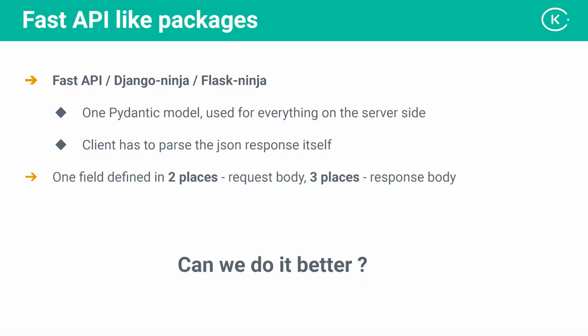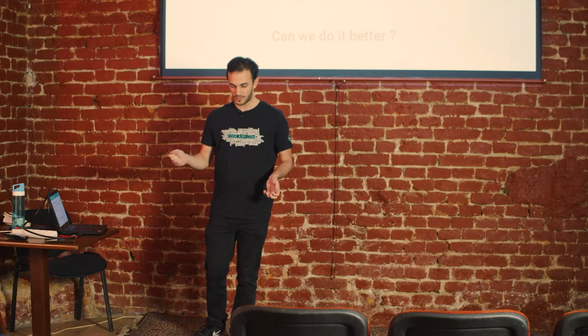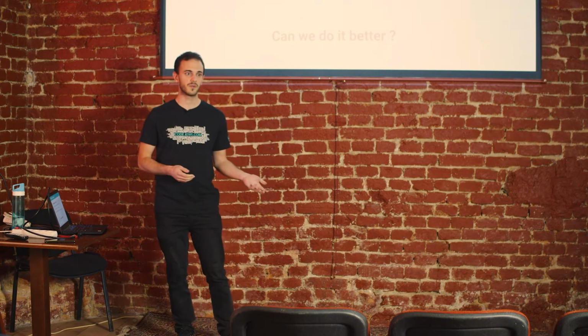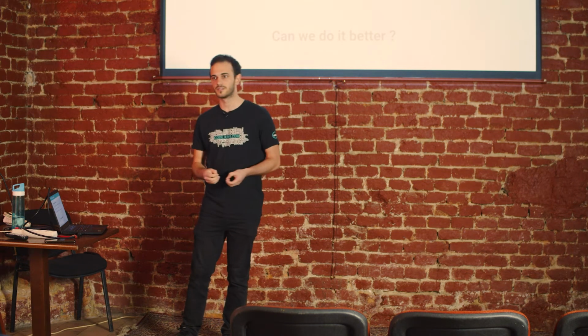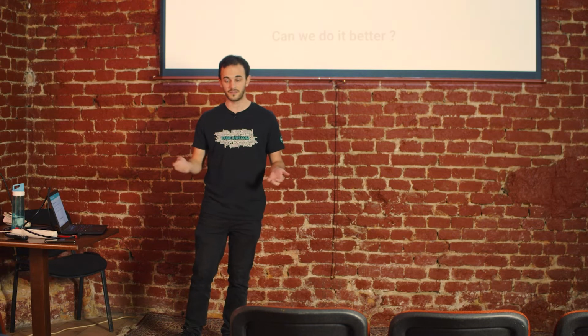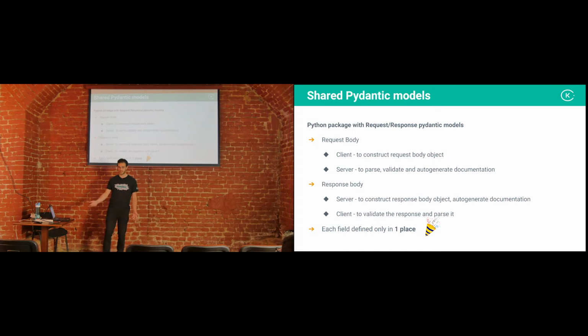Of course, yes. As you see, the main issue is that everything is unified on the server side, but the client is a bit separated. So once we have defined the request objects and response objects as Pydantic objects, why can't we share them with the client? So the client can basically take them and benefit from them. You can share the Pydantic models with the client, and the request body can be used in the client to construct the request body object, and on the server side to parse, validate, and auto-generate the documentation. So you define it once and use it everywhere.